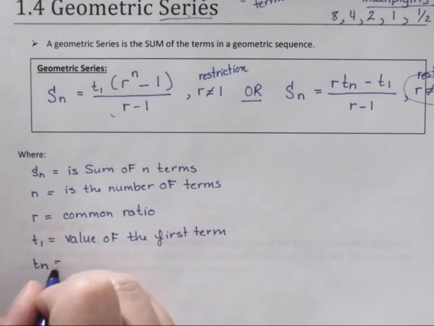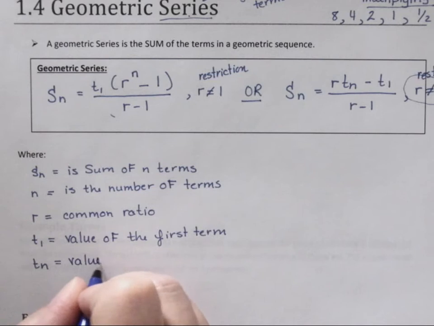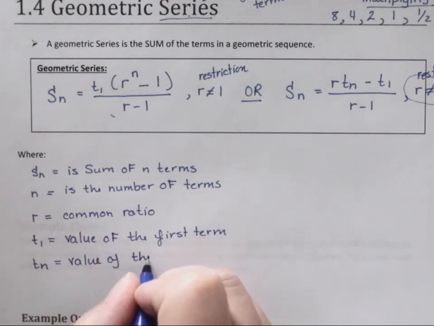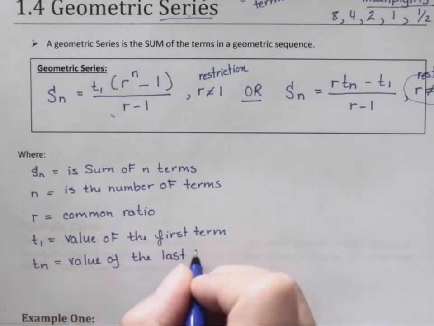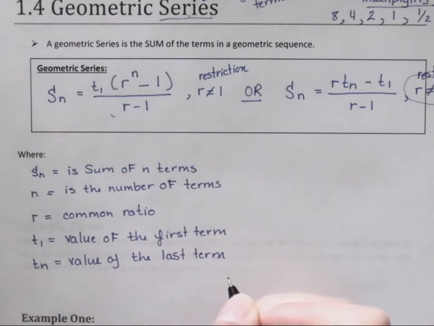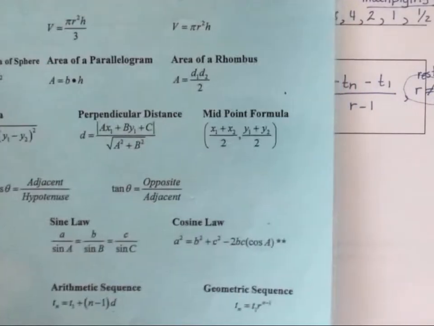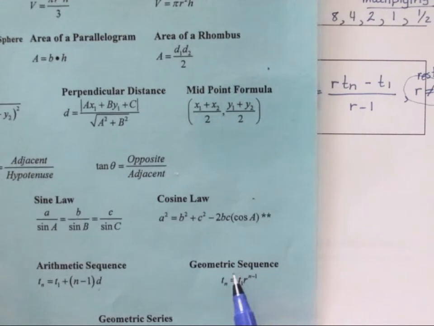And Tn is the value of the last term. Okay, so let's be really specific. If you're trying to find what the value of the 10th term is, you need a sequence formula. So you would need the geometric sequence formula.